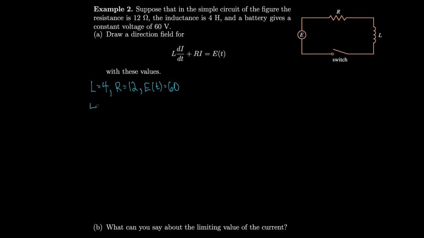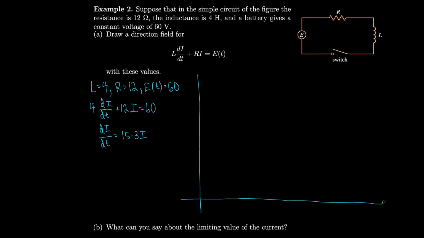So if we plug that in, we get 4 di/dt plus 12i equals 60. In this case, i is our y, and di/dt is our y prime. So di/dt is equal to 15 minus 3i. If we draw a slope field, it should look roughly like this. Very roughly. That's not x, it's t. And this is not y, it's i.